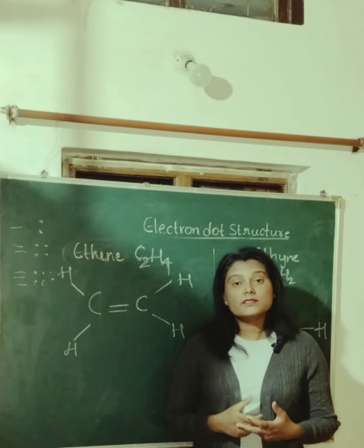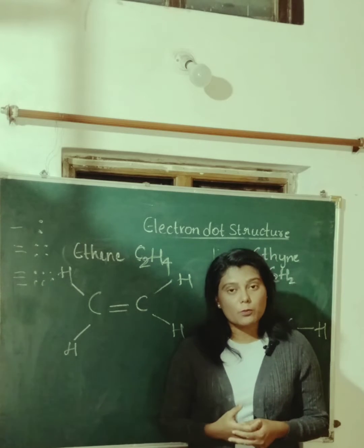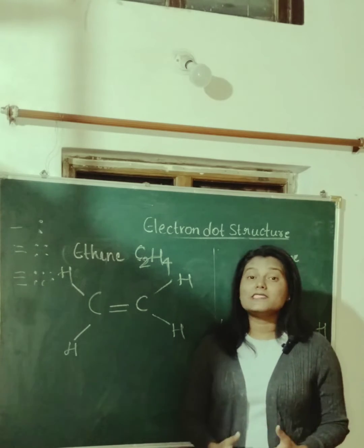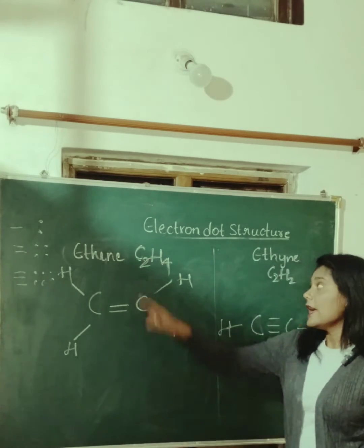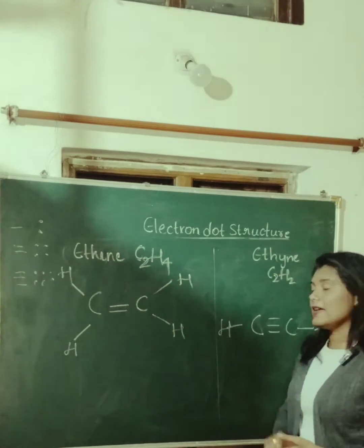Hello everyone. This is going to be the most expected question from the point of your board examination, at least for 2 marks. So let's have a look at it. Electron dot structure for ethene as well as ethyne.